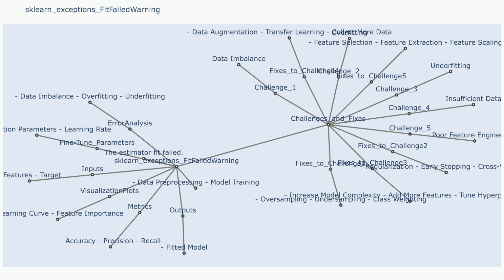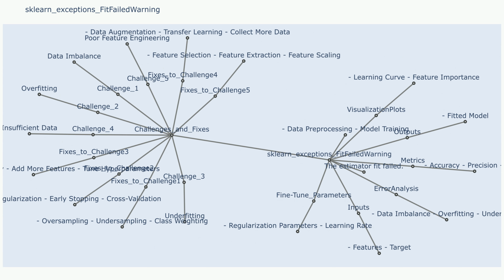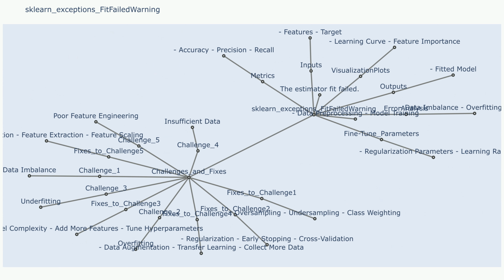Challenge 1: perfect collinearity in features. Sample use case: a model being trained on data containing two features that are perfectly correlated, e.g., weight in kilograms and weight in pounds. Fixes. Feature selection: remove one of the perfectly correlated features. Regularization techniques: use L1 or L2 regularization to penalize large weights and encourage the model to rely on a smaller subset of features.